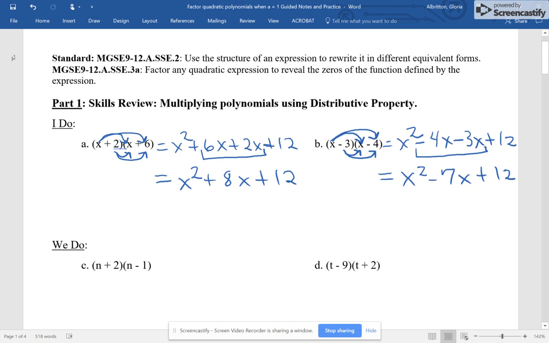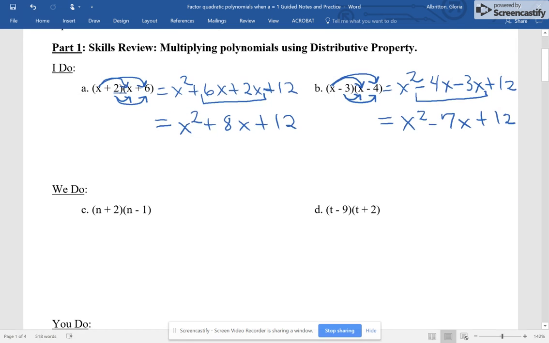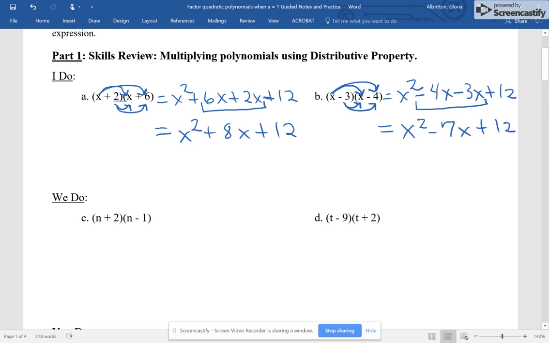Now for the we do section. Same thing. Distributive property. N times n and n times 1. Then I'll do 2 times n and also 2 times 1. But don't forget, that's a negative 1.